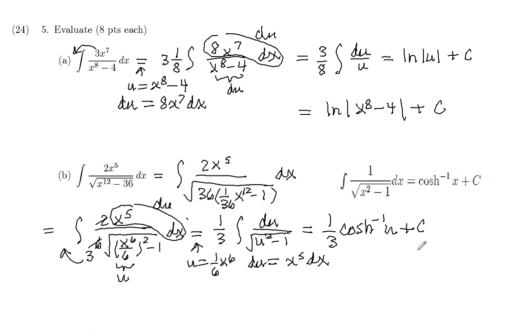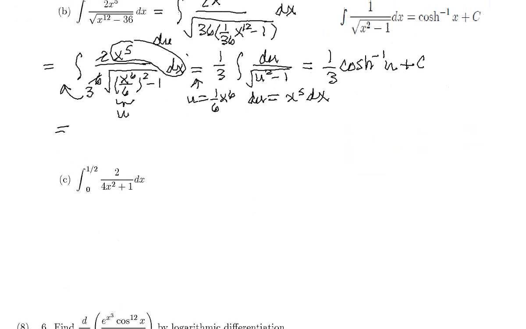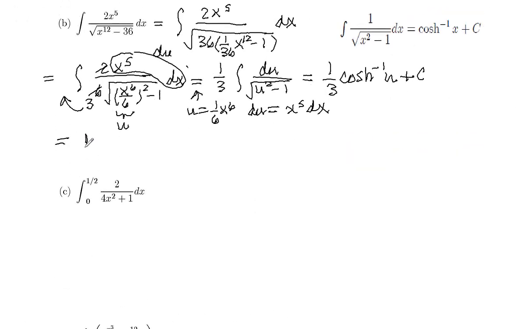And then we've got to go back to x's to finish up here. So this is just going to be, move this guy up. Got a 1/3 on the outside, and this will be now inverse cosh, and our u is the 1/6 x to the 6th, and then plus a constant, and we got it. So we're just matching those patterns.